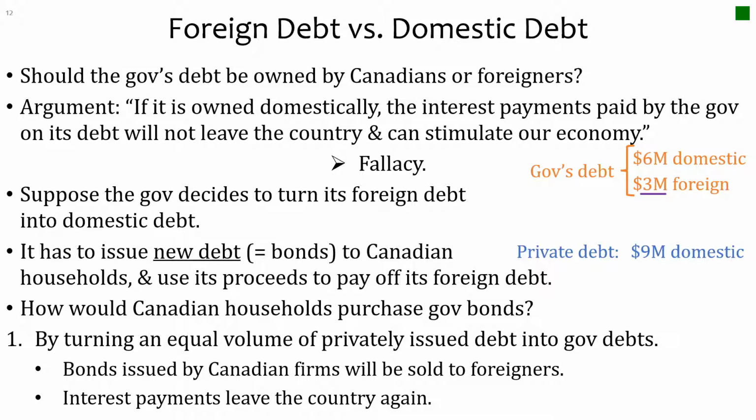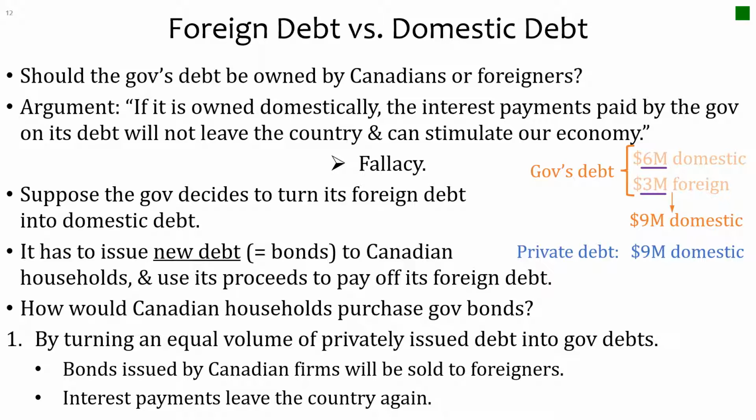Private debt means Canadian firms having issued bonds, right? And let's say it's all sold to Canadian households. So Canadians own $9 million of private debt, and they also own $6 million of government debt. So the government wants to convert its debt into all domestic debt. Now the question is, the $3 million that the Canadians are supposed to buy, where are they going to bring the money from?